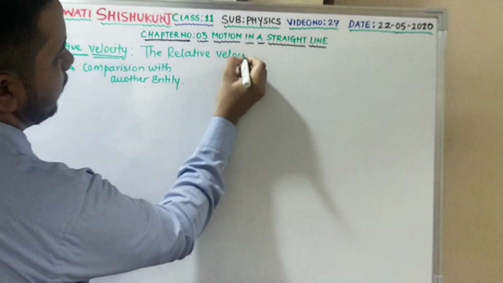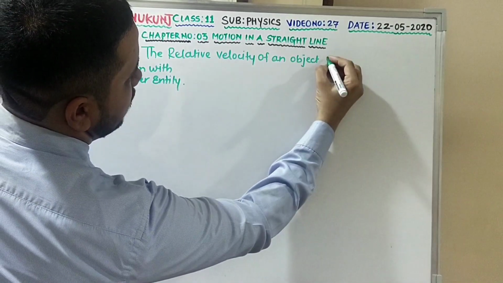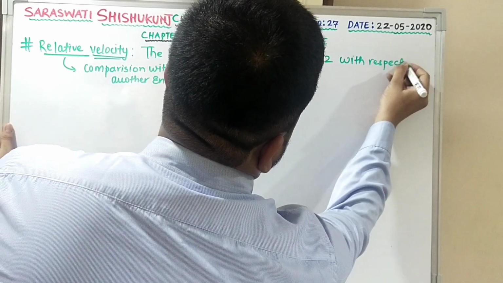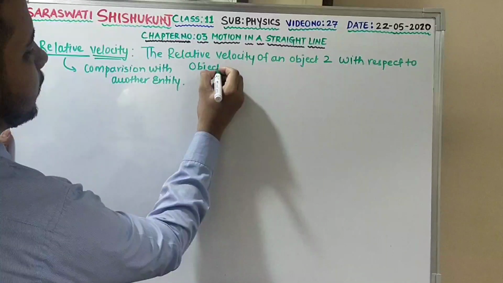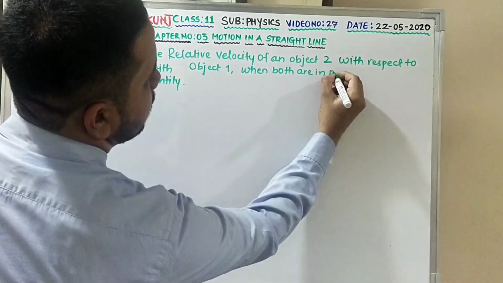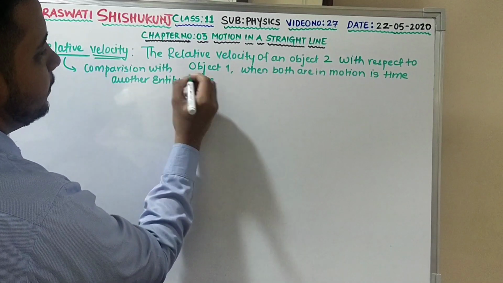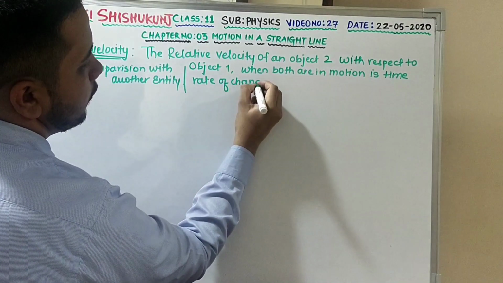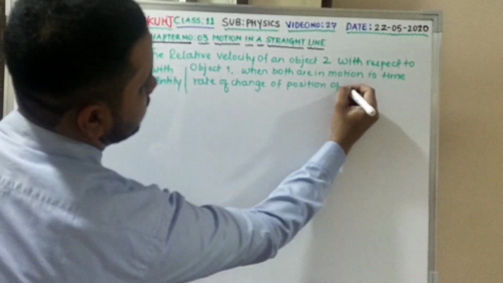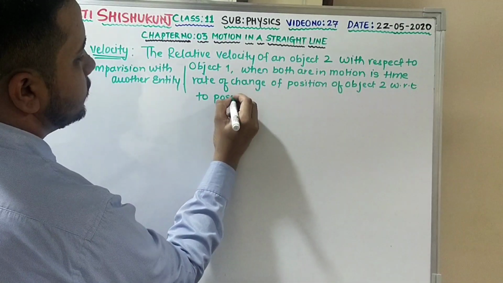The relative velocity of an object with respect to object 1, when both are in motion, is nothing but the time rate of change of position of object 2 with respect to position of object 1.